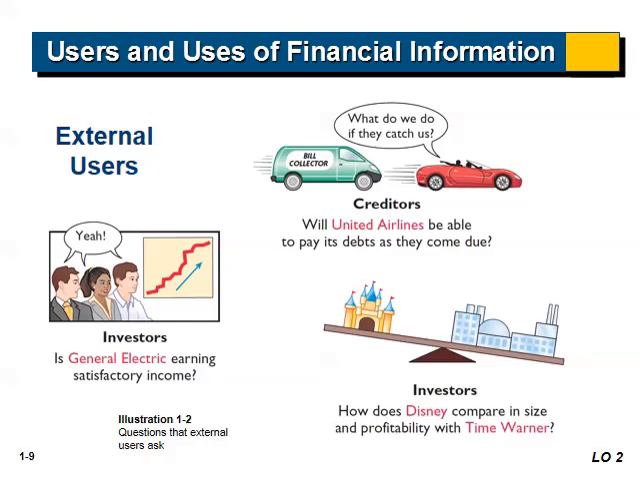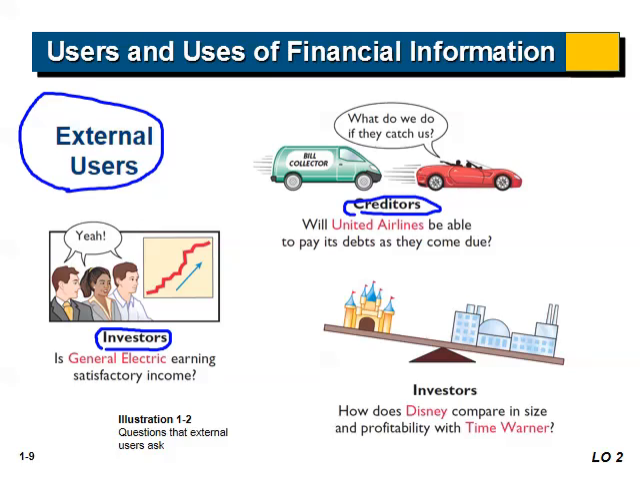Well, let's talk about external users. Now, external users are users outside of the company. They don't work for the company, they're outside the company. Well, the two biggest groups are investors, you see over here, and creditors, you see over here. Investors are the owners of the company, and so we would like to know if they're making profits or not. The creditors are the ones who loan money to the company, and they're concerned with getting their loans paid off when they come due.